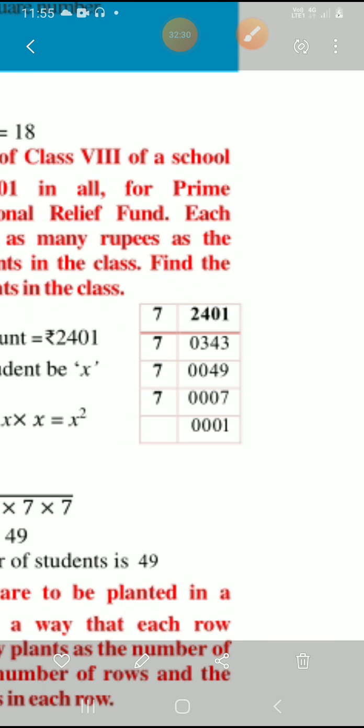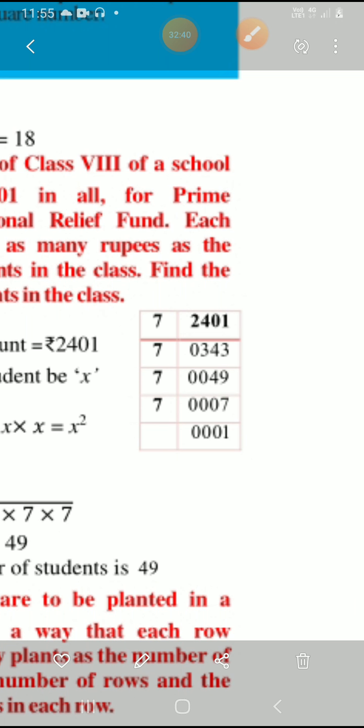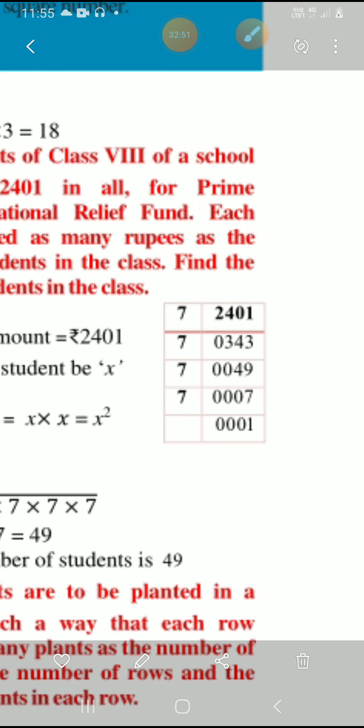Again, if you divide by 7, then 0. 3 is less than 7, again 0. So 34. 7 4s are 28, 29, 30, 31, 32, 33, 36 remains. Okay, becomes 63. So 7 9s are 63. So you know that 7 7s are 49. Then 7 1s are 7.